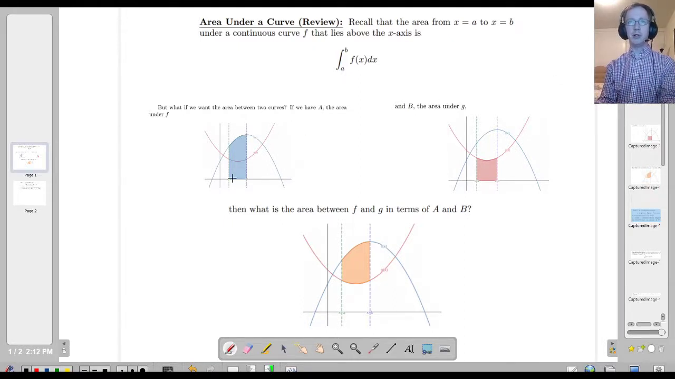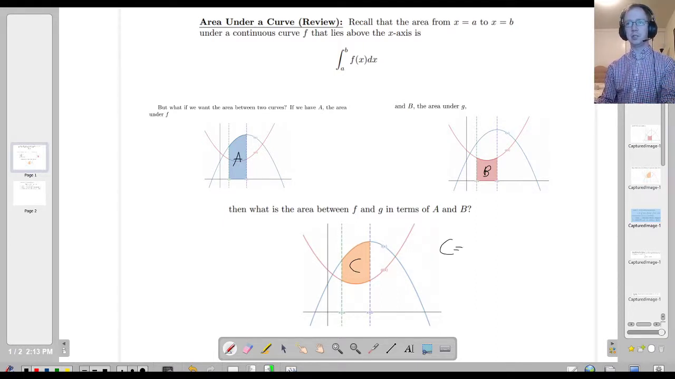So if we know how to find this area in blue, that's the area under our curve f, we could also find the area under our second curve, g. So if this graph in red is g, we could use the integral of g to find the area under g. So what if I wanted to talk about a and b and use that to come up with this guy, c, which is the area between those two curves?